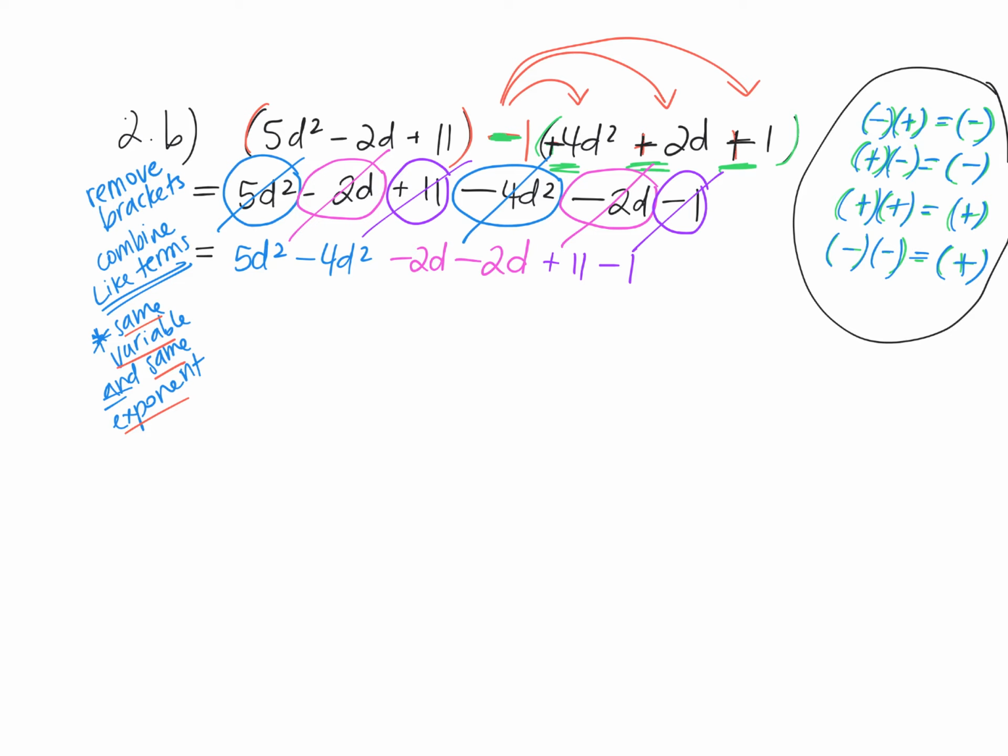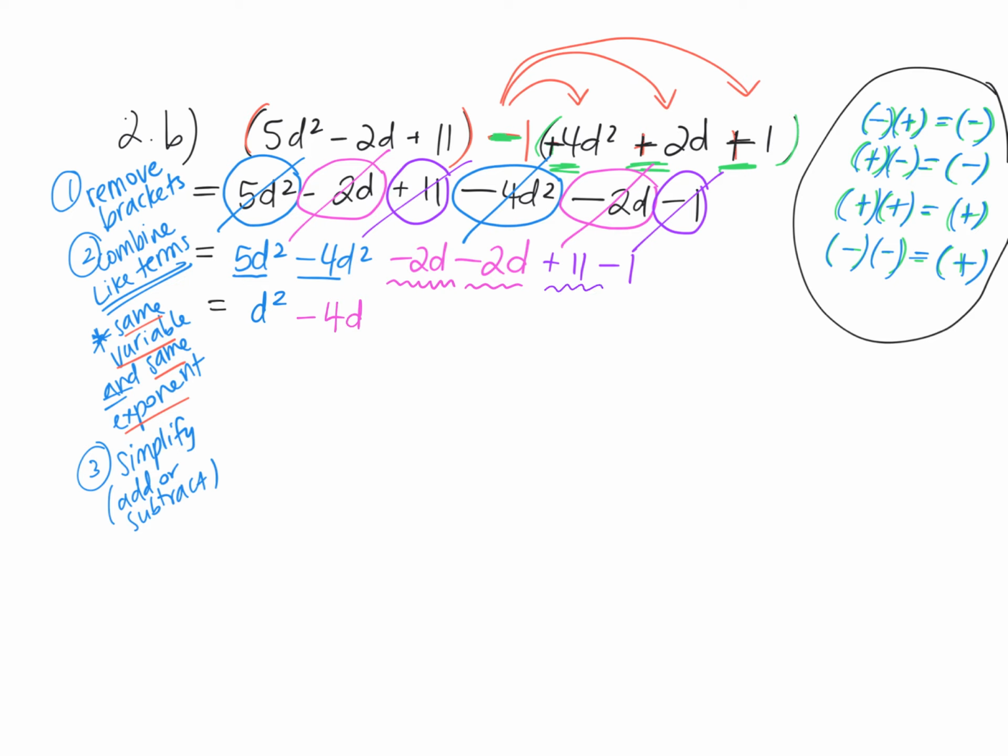Now what? What's the next step? So this was step 1. Step 2. What's step 3? What do we do now? You are simplifying. So actually add or subtract in this case. So let's do it. What is 5 take away 4? 1. So it would be d squared. What is negative 2 take away 2? Use a calculator if you're not sure, negative 4. Negative 2 take away 2 is negative 4d.